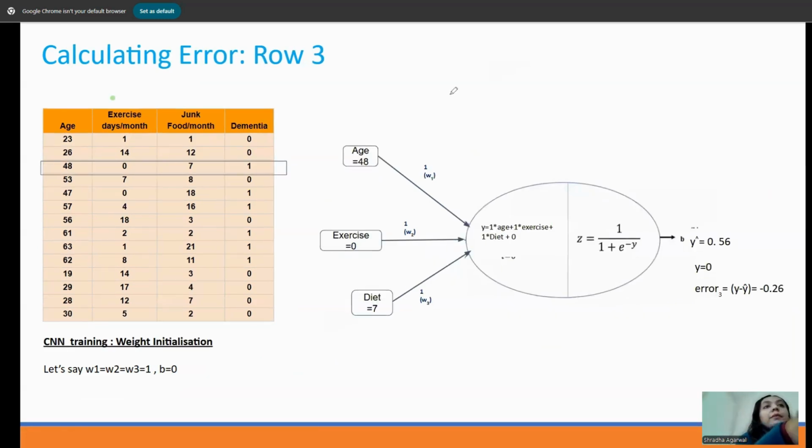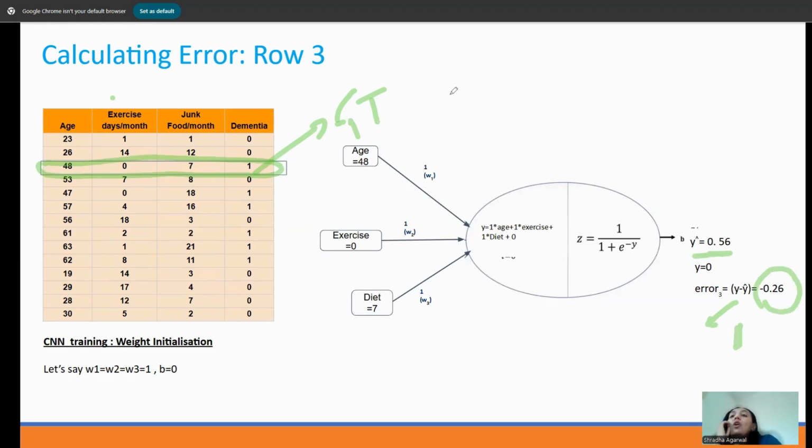Now, for row 3, it is also predicting; the error is the ground truth, which is 1, minus your 0.56 prediction. So the answer is minus 0.26. So now there is a lot of error, right? At every data point, there is a lot of error now. So it will keep on going and keep giving me these error values. Now what happens? How does your neural net know?